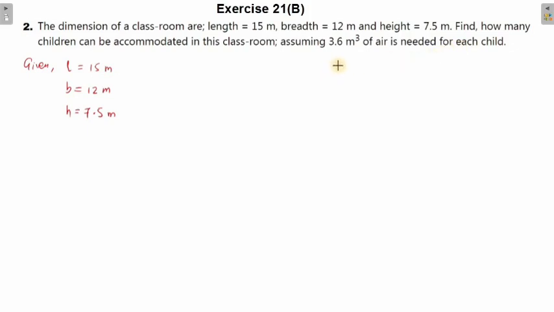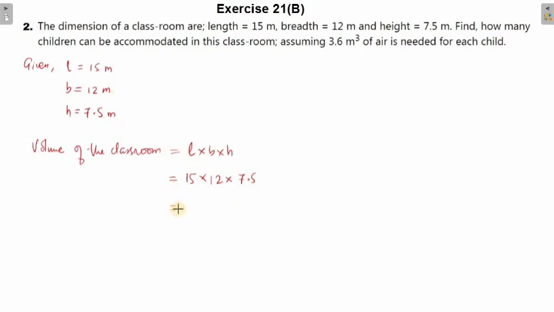So in this case I'll first find the total volume of the classroom. What is the volume of the classroom? As you know, the shape of the classroom is cuboidal, so its volume is going to be L into B into H. L is 15, B is 12 and H is 7.5. All of them are in meters, so no need to convert anything.